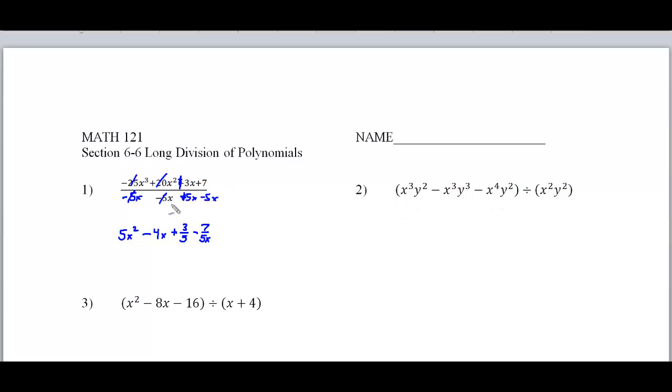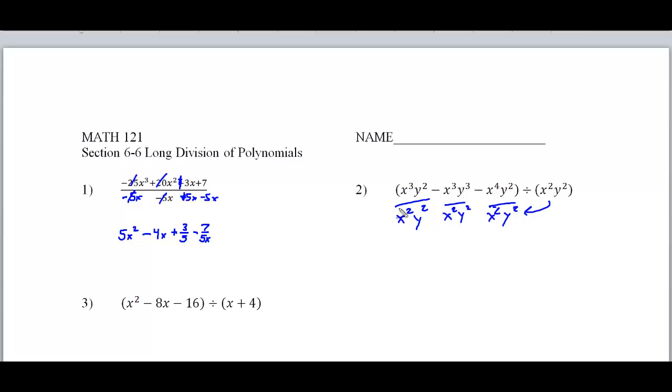Same thing here. Problem 2 and problem 1 are the same type of problem, just rewritten differently. You'll notice this is dividing by x squared y squared. Because x squared y squared is a monomial, we can write it like this, and then do some simplification from the top to the bottom. So that's really what I did there.